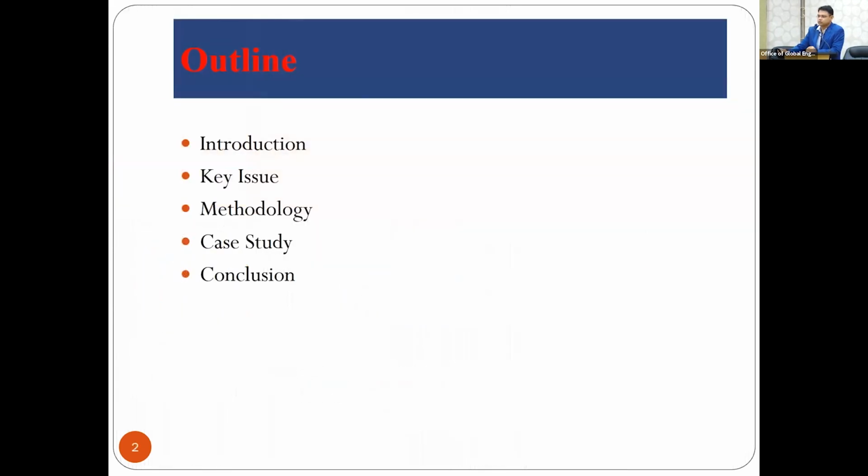This is the outline of this presentation. We will look into the introduction, then the key issues of gas allocation network, then we will see a case study, and finally the conclusion.